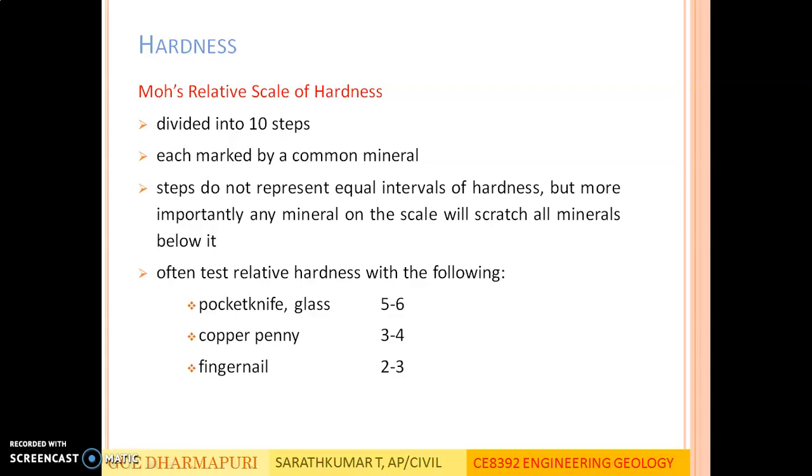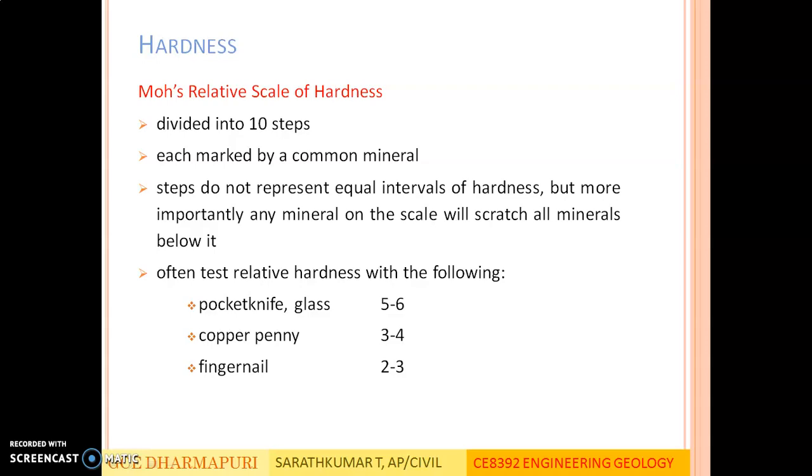The hardness of pocket knife and glass is 5 to 6, whereas the copper penny is 3 to 4, whereas the fingernail is 2 to 3. Basically, the hardness of a mineral is given in 10 steps from 1 to 10. The difference in hardness between 1 and 2, and between 2 and 3, is not the same.